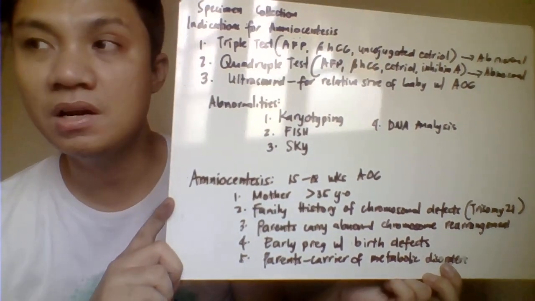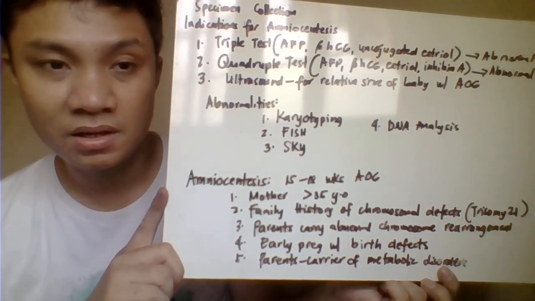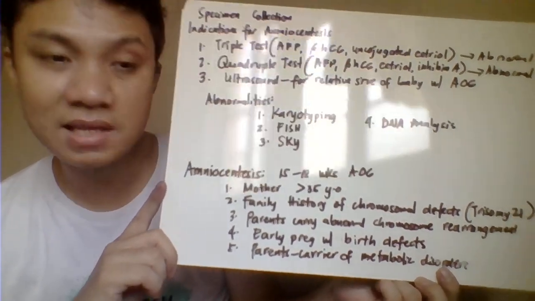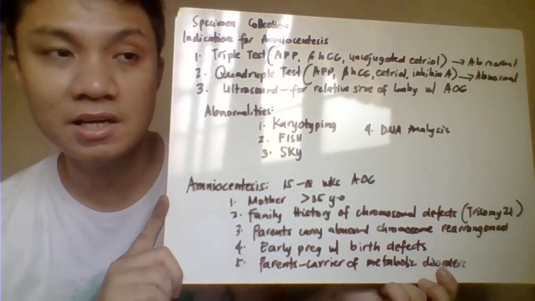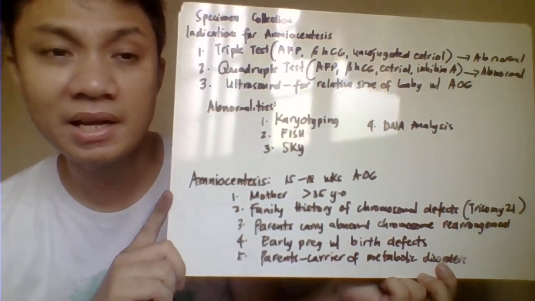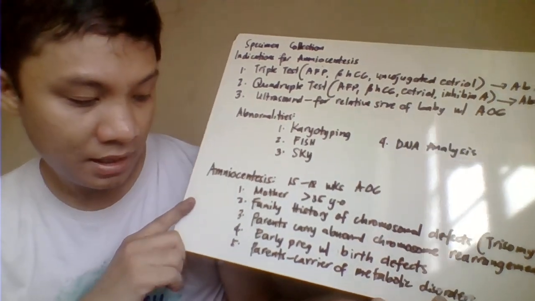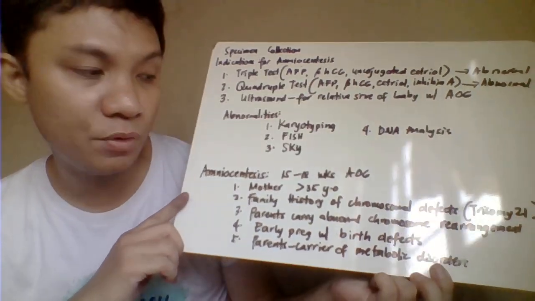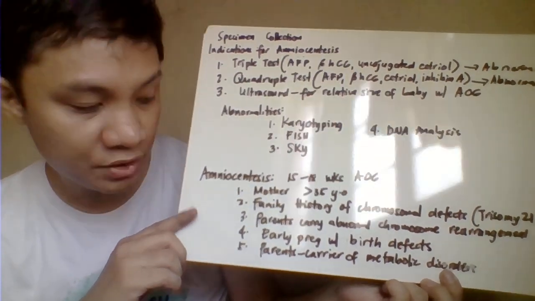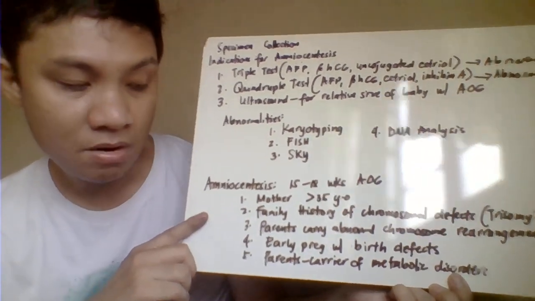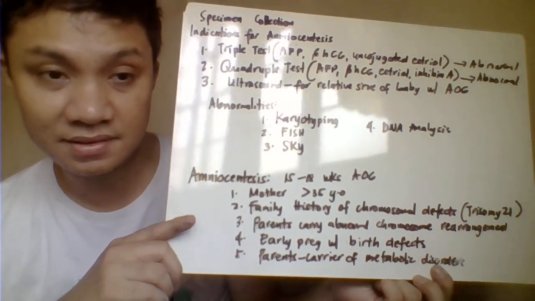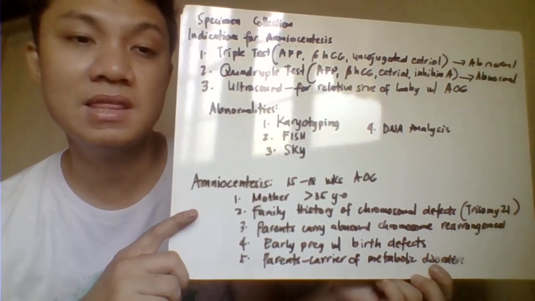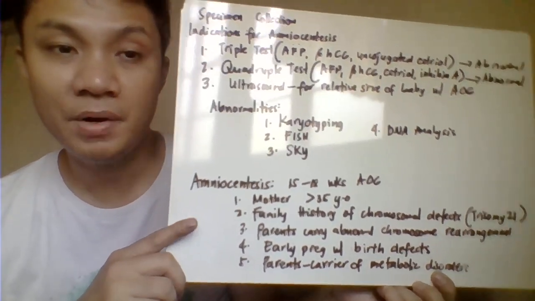Number one, the mother is more than 35 years old during the pregnancy, so medyo risky na yan. Another one, family history of chromosomal defects like trisomy 21 in case of your Down syndrome. Another one, we have parents carry here abnormal chromosome gene rearrangement. Number four, we have here early pregnancy or the previous pregnancy having a birth defects. So there's also higher chance that the next baby will also have your birth defects.